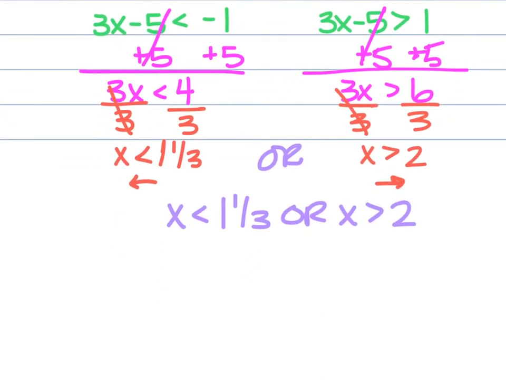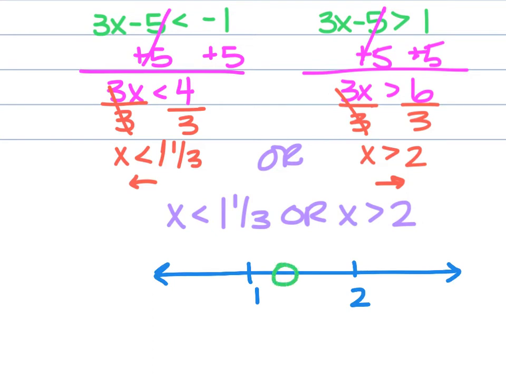And if you were to graph this on your number line, 1, 2, there we go. You're going to have an open circle on that 1 1/3, and your line's going to go to the left, and you're going to have an open circle on that 2, and your line will go to the right.